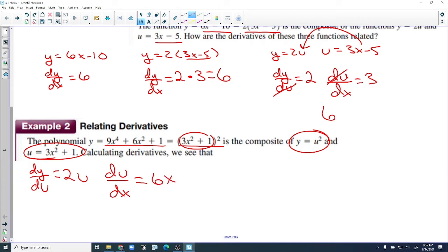But we know what u is. Where is u? Right here, 3x squared plus 1. So this is 2 times 3x squared plus 1 times 6x, because if you multiply these two together, you get dy/dx.